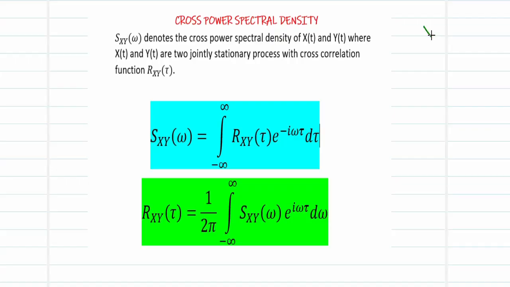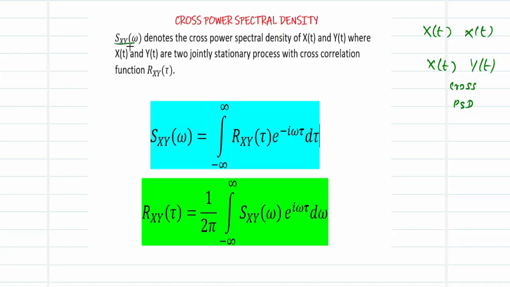Next we move on to cross power spectral density. Whenever we have the same two quantities, you refer to it as auto, or without the word auto. When one of them is x and the other one is y, then you refer to it as cross. So you call it cross correlation, or since it is power spectral density, you call it cross power spectral density.